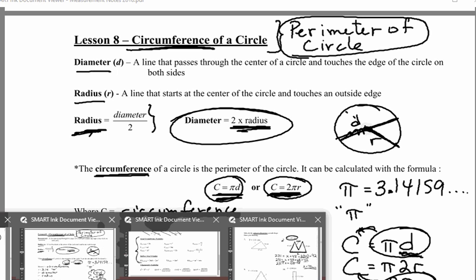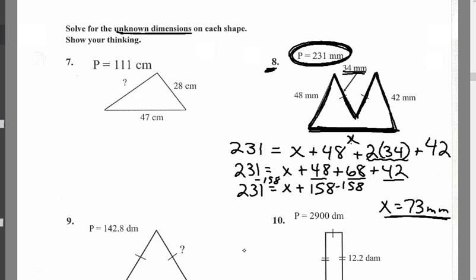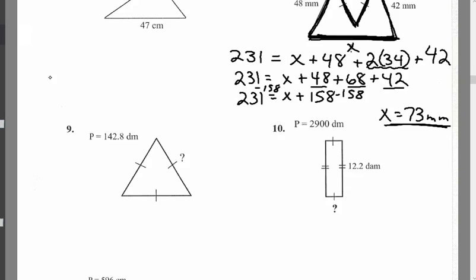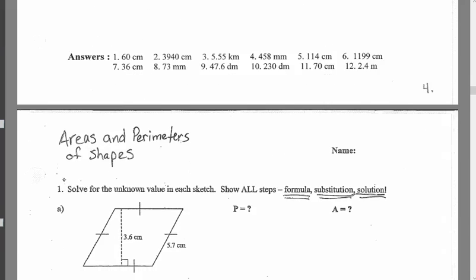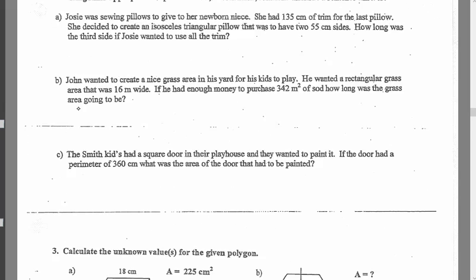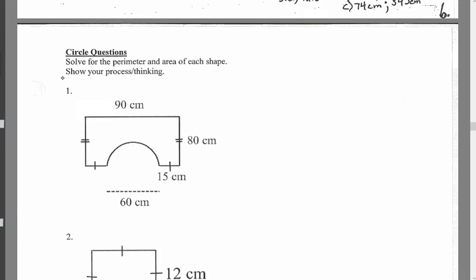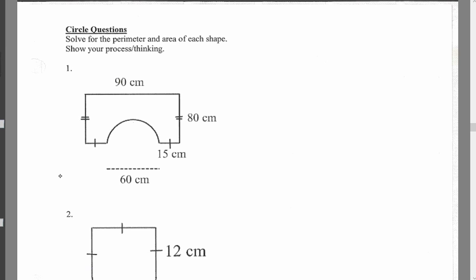Let's go back to the supplemental pages and take a look at one more example from there. Page 7. There we go. Circle questions. It says to solve for the perimeter and area of each. Well, we'll solve area later. Let's just focus on perimeter today. If I want to get the perimeter of question number 1, I want to walk around it. Still thinking that way. So what makes up the perimeter?